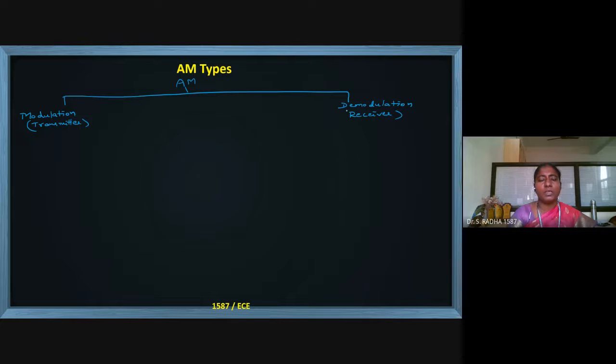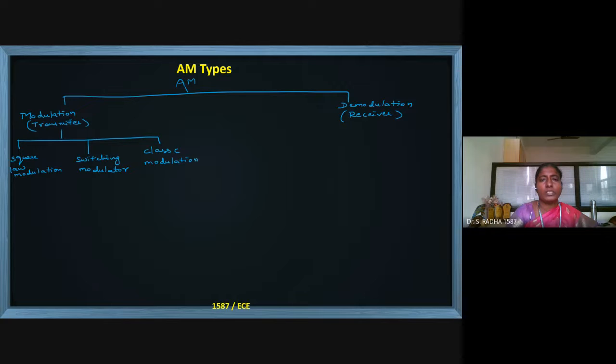So we have three methods in modulation for simple AM. First one is square law modulation. Second one is switching modulator. Third one is class C modulation.